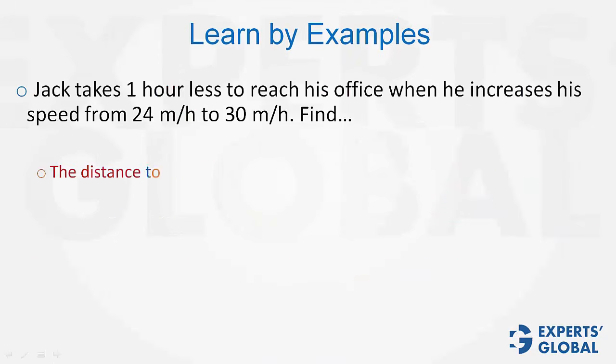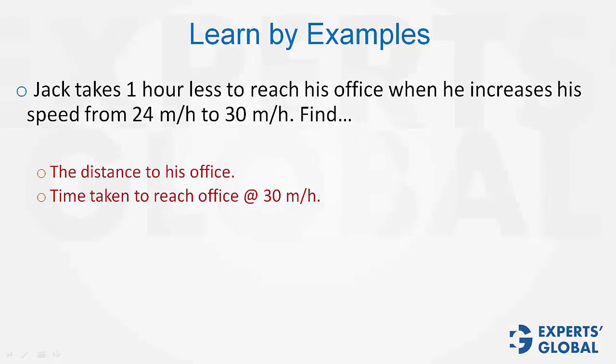Another example here. 2 questions again. Please try solving it yourself. A smart way of solving this would be to figure out that t1 minus t2 equals 1. t1 would be d divided by 24 when he goes at the speed of 24. The distance is same the second time also, and this time the time taken would be d divided by 30. And this difference is equal to 1. So you can solve it for d.